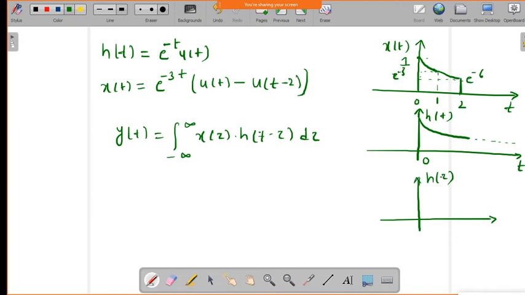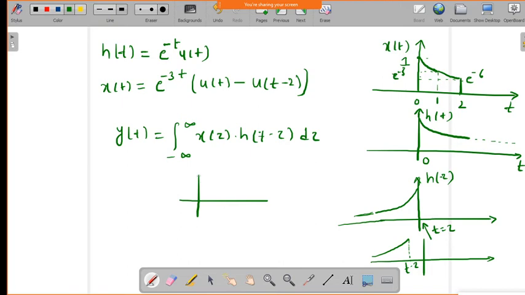h of minus tau, if you do, it will become like this. And similarly, if you take h of t minus tau, you will get it like this, it is the shifted version. Somewhere here it is going to shift, somewhere here t minus tau will be there, and this is when t equals tau.